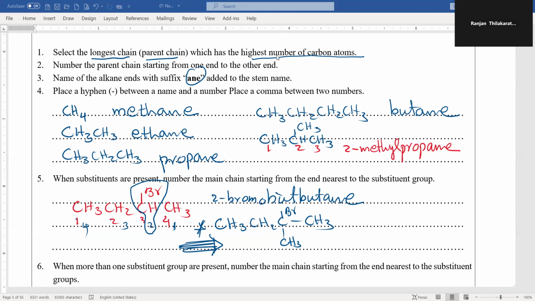Choose the longest chain and number the chain giving the smallest possible number to the substituent carbon.